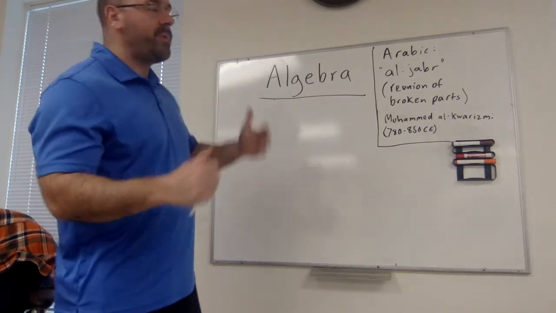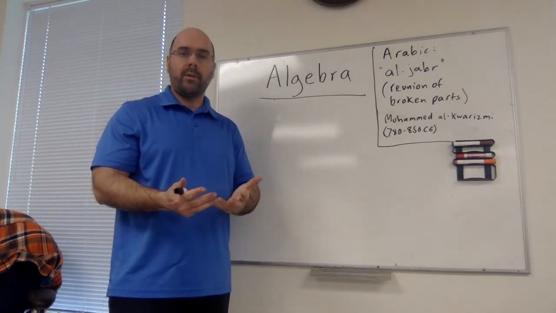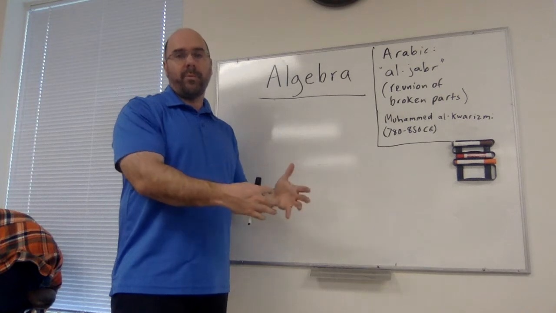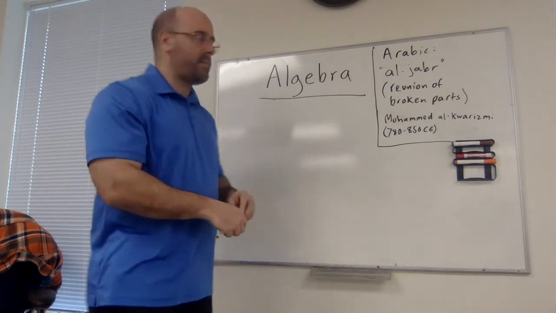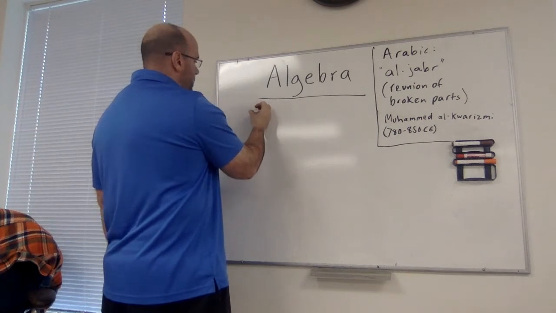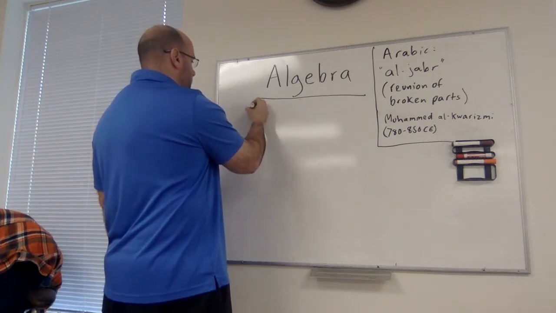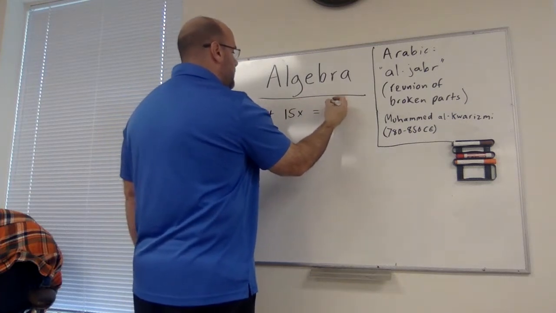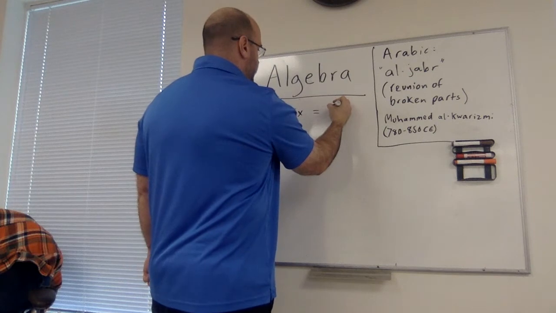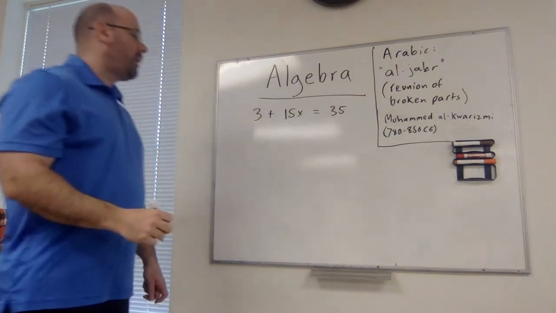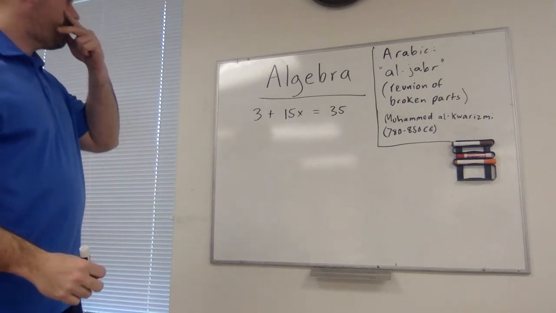Remember, algebra is the reunion of broken parts. You have to socially isolate x and reunite it with what it's supposed to be so you can have equality. Okay, so here we go. Let's do 3 plus 15x equals 35.